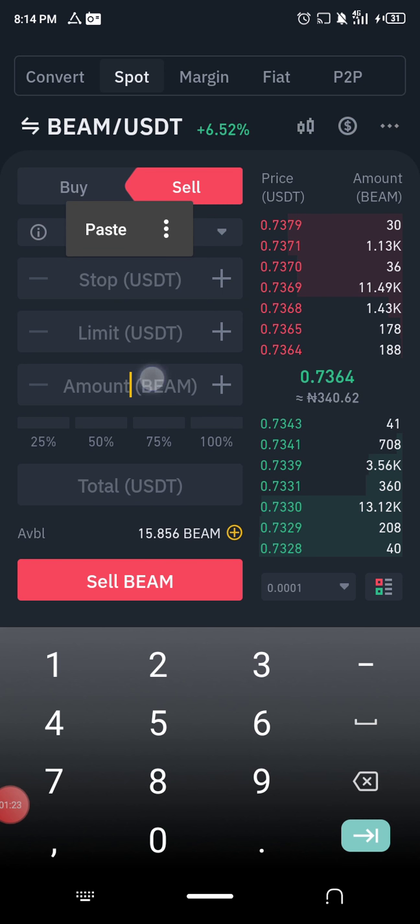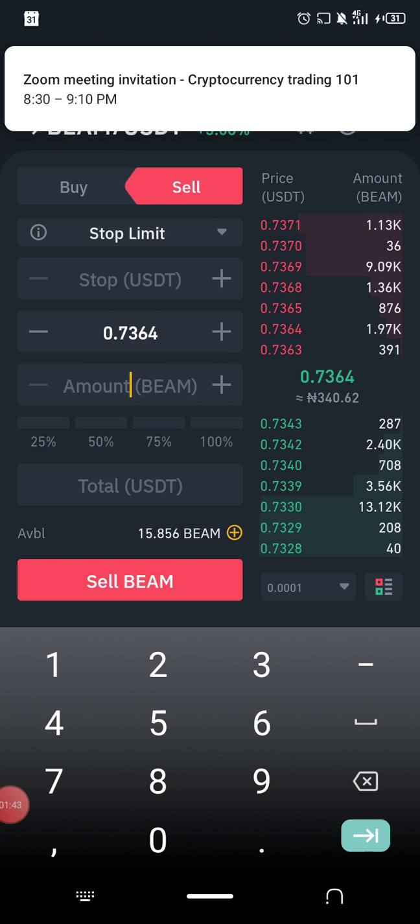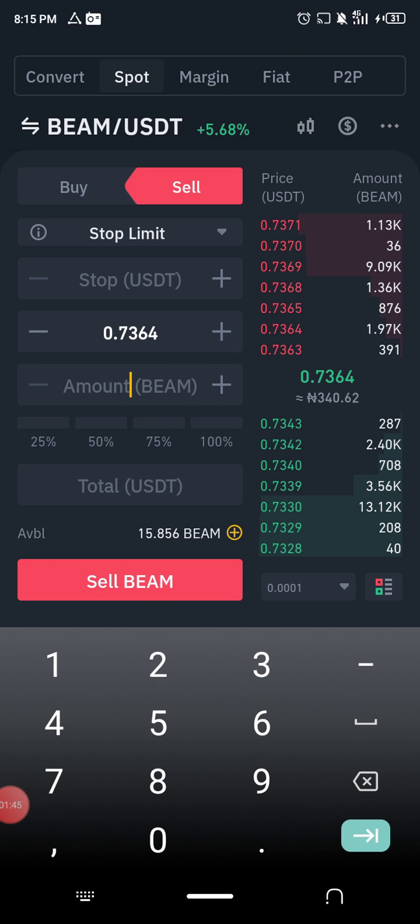Another name for stop limit order is stop loss. This stop limit order is used to protect your investments, to protect your assets from falling down and making you lose in a trade. To fully understand this stop limit order and how it works, let's create a scenario.